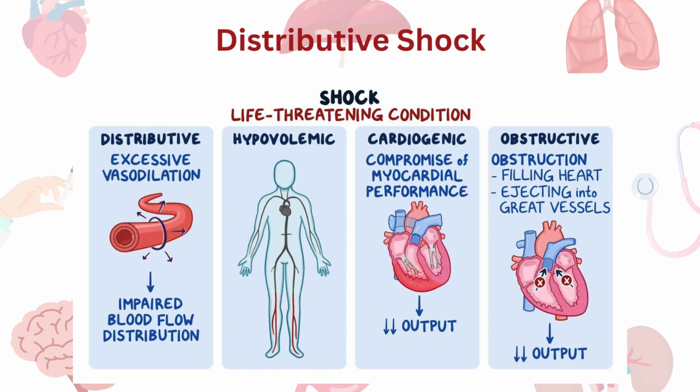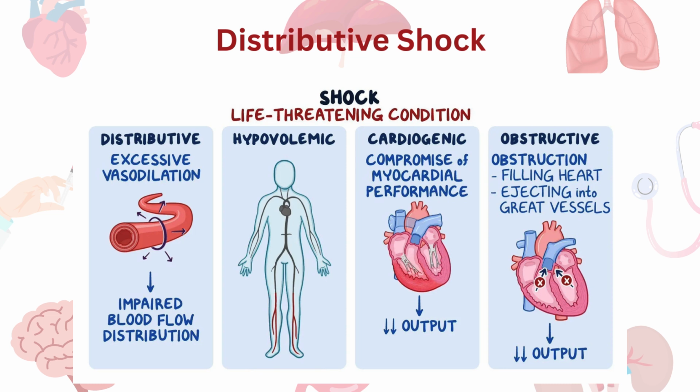And the fourth type of shock is known as obstructive shock, in which there is obstruction in the filling of the heart. As a result, the ejection into the great vessels is reduced, and hence the reduced output and the reduced perfusion of the organs of the body. So are we clear on that?